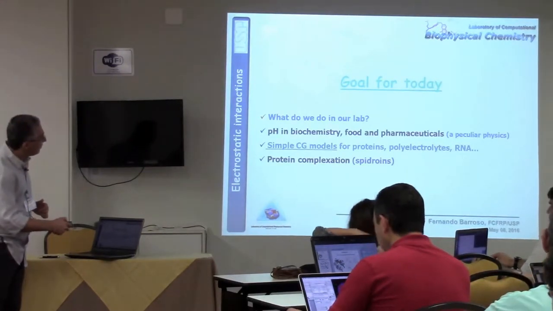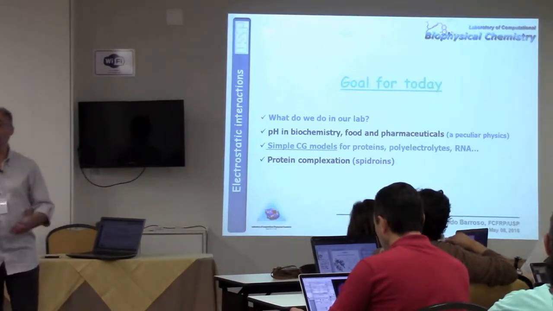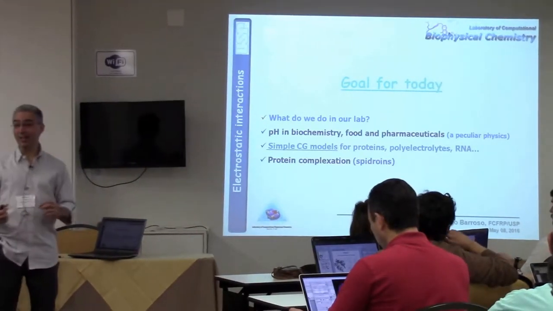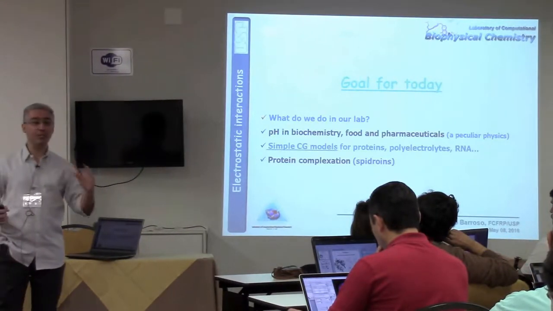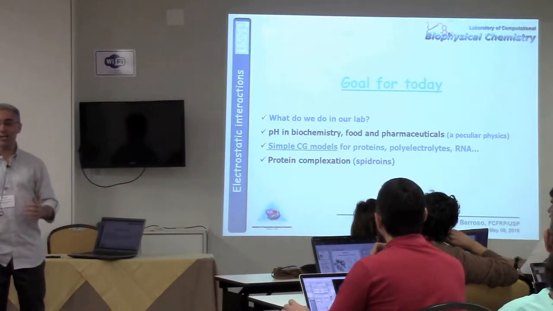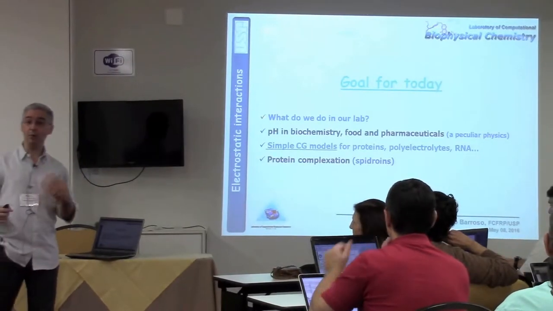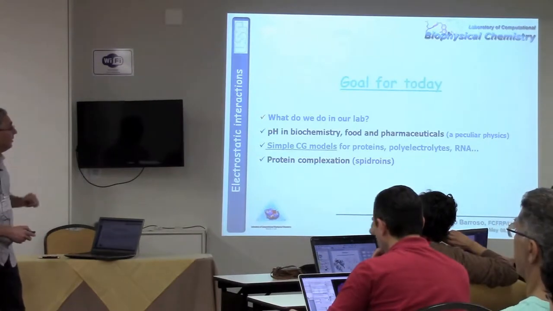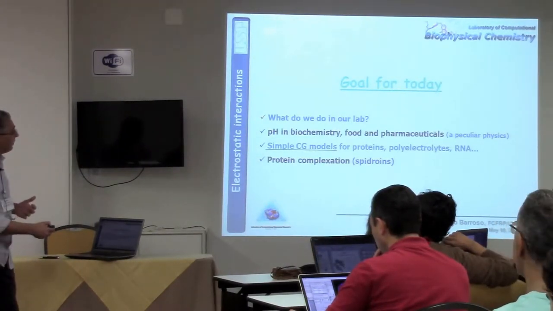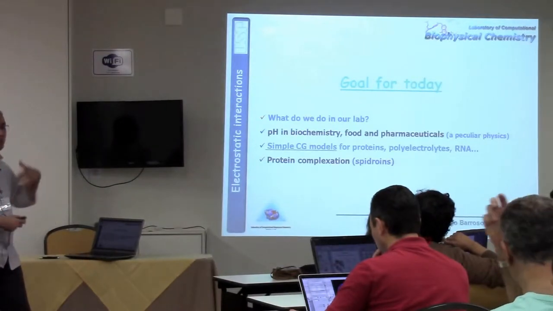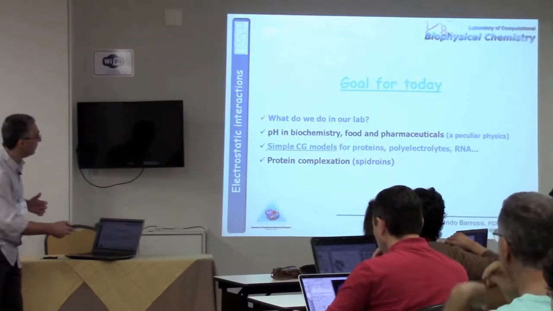The next block is going to be about pH. Although this seems to be a very obvious thing, particularly in biochemical systems, there are lots of peculiarities in these systems, in particular when we are dealing with electrostatic interactions. A new kind of mesoscopic attraction can happen, and this seems to be very important and most of the time neglected. I'm going to talk a little bit about this. And then with this motivation, we developed coarse grain models to work with proteins, polyelectrolytes, and now we are moving to RNA and DNA. So this is going to be the third block.